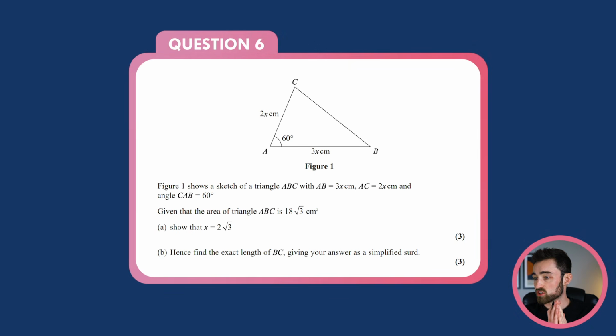Question 6 brings us a cheeky triangle, okay? So it's got some x's, it's got some unknowns in the lengths, but this should be fine.